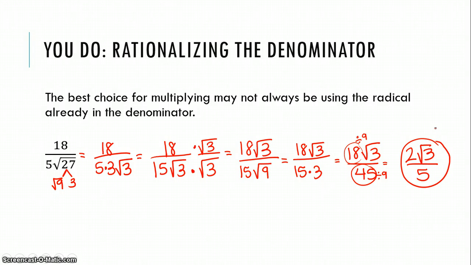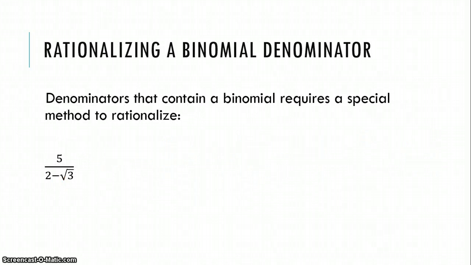So not multiplying by root 27 certainly saved me some higher level multiplication that I didn't want to necessarily do. All right, the last kind of rationalizing to touch on here is that some denominators, and you'll see a couple of these for practice, just to get some experience. So you may need to write this down and really think about this. But when you have a denominator that contains a binomial, you need a special method to rationalize.